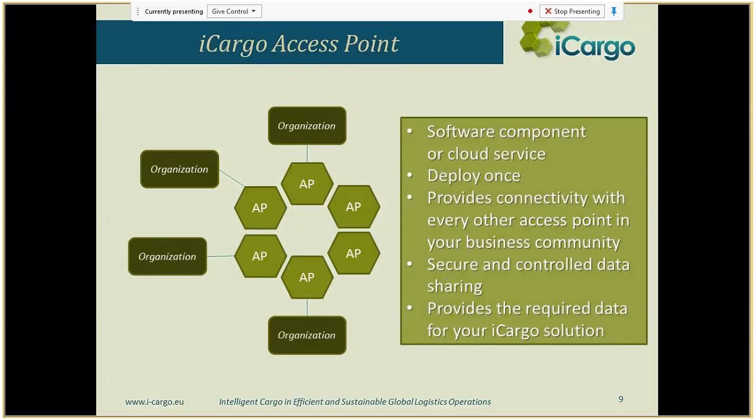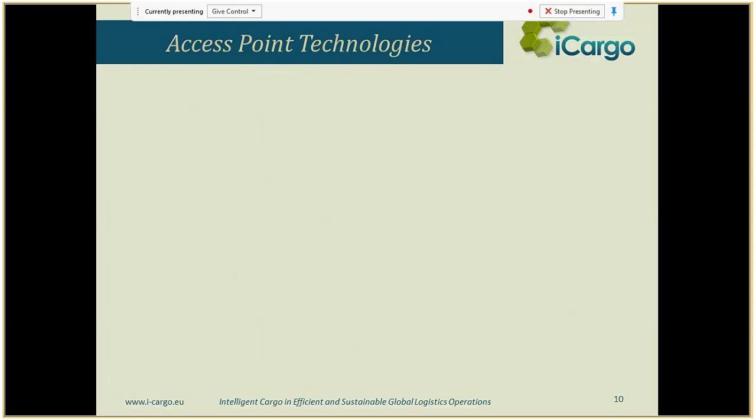So it's like an email server. You deploy it once and you use it to communicate with everybody else who has an email server. Now, in iCargo, we implemented this concept of an access point, and today there are numerous vendors of such an access point. For example, Atos, Inlecom, and CGI, who are also partners in the iCargo project.